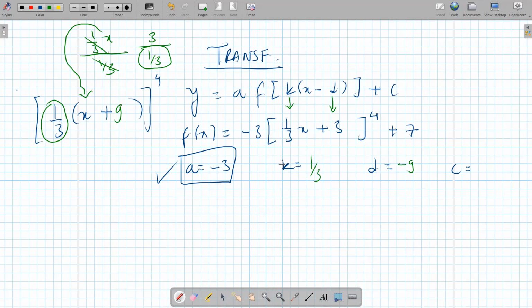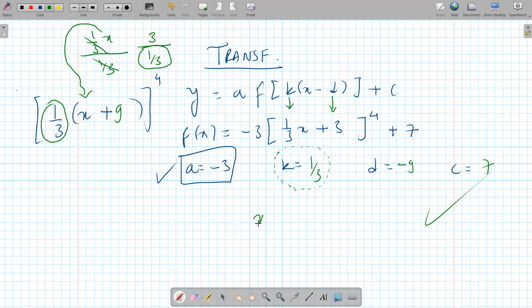But what does K do? That's the thing that's not obvious. What does K being 1 over 3 do to the function? It's a horizontal stretch. Yeah, exactly, by a factor of 3. When you're trying to write the letters, K is what you see, but when you're describing the transformation, it's the opposite. And C is 7, goes 7 units up, one and done, easy as that.